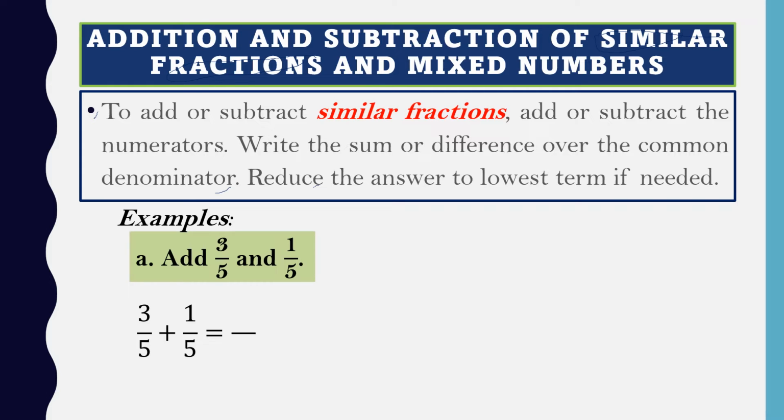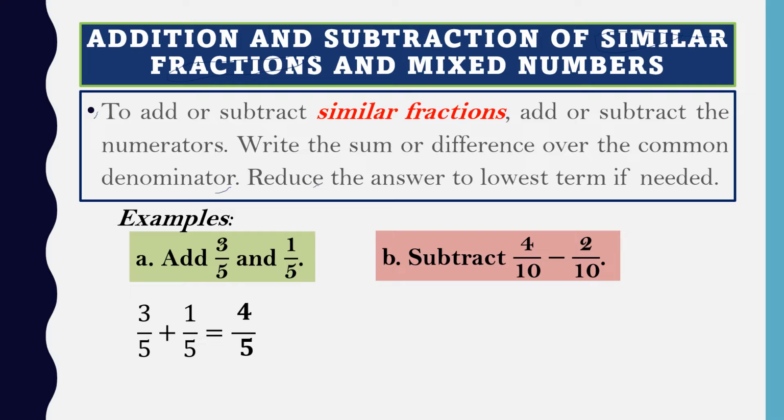Now as we have said in the rule above, we simply add or subtract the numerators. So we have 3 plus 1, that is 4. And then our common denominator is 5. So the sum of 3/5 and 1/5 is 4/5. That is the answer.